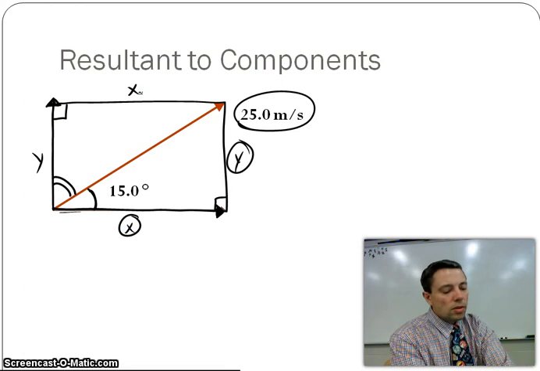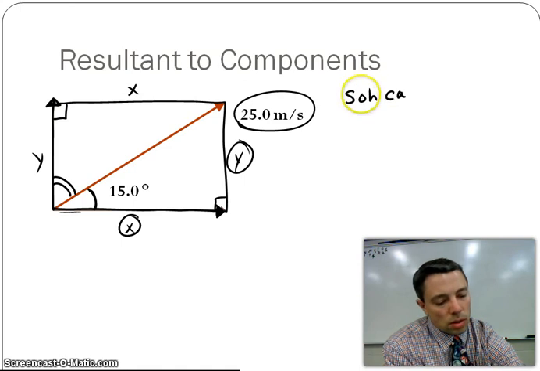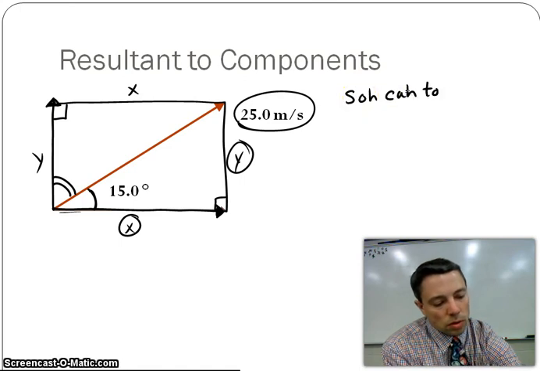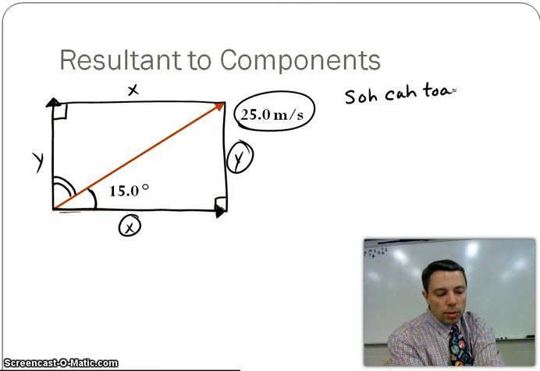So I look at this and say, well, there's got to be these trig functions, okay? And so I'm going to go SOHCAHTOA, okay? SOHCAHTOA is the way that we remember which trig function to use, okay? So it's the sine is the opposite over the hypotenuse, the cosine is the adjacent over the hypotenuse, the tangent is the opposite over the adjacent.